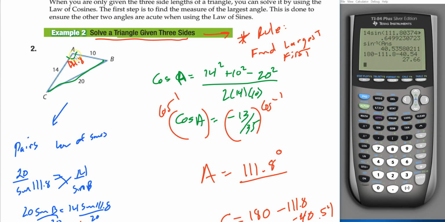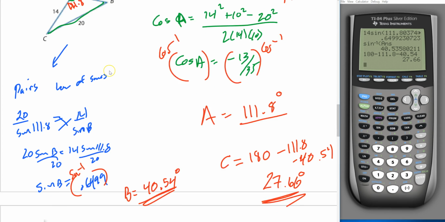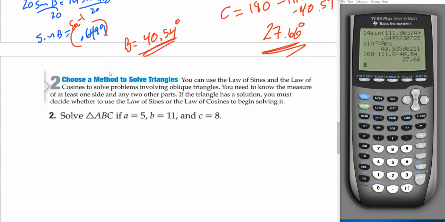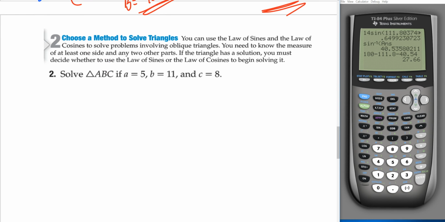Unless they ask you for a specific angle. And again, same idea. Once you find your angle, now you have a pair. We can do law of sines. So last step, let's talk about which one are we going to use. Law of sines or law of cosines.